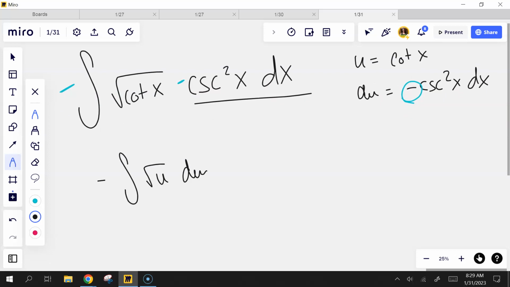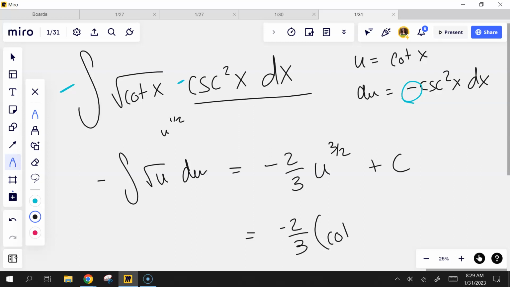Well, that's an easy antiderivative, right? I hope. So this is u to the 1/2. So add 1 to it. 2/3 u to the 3/2. Don't forget the plus c. So negative 2/3 cotangent x to the 3/2. Let's see.